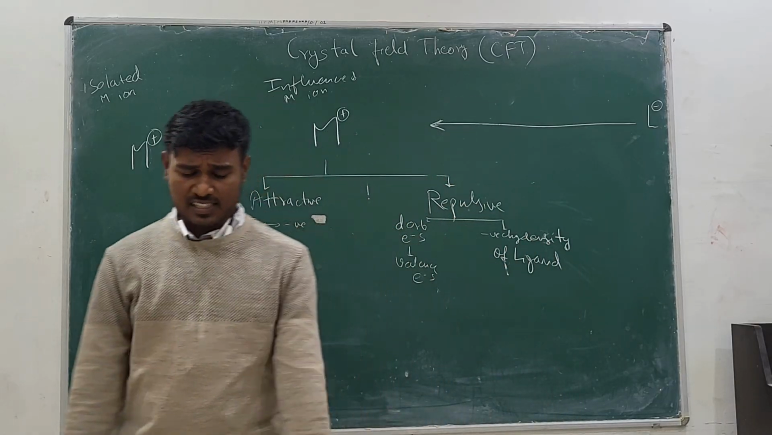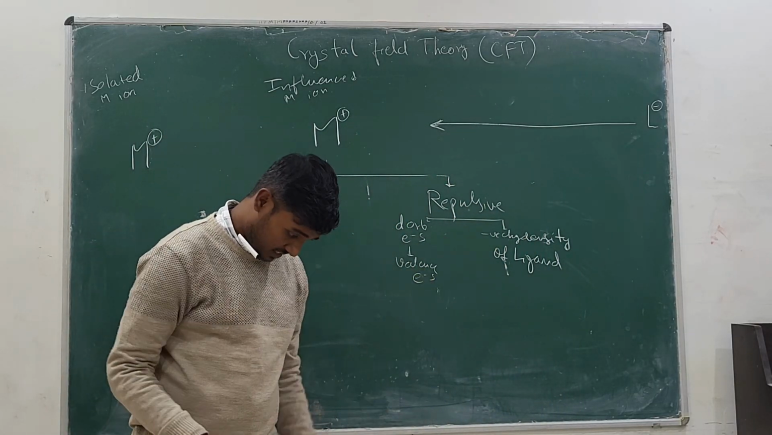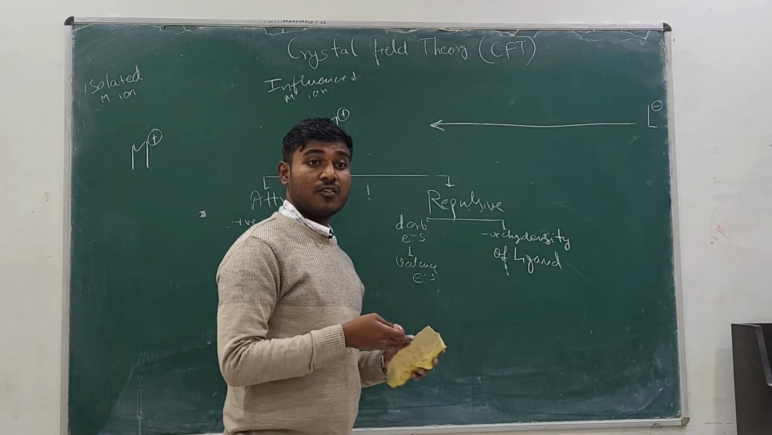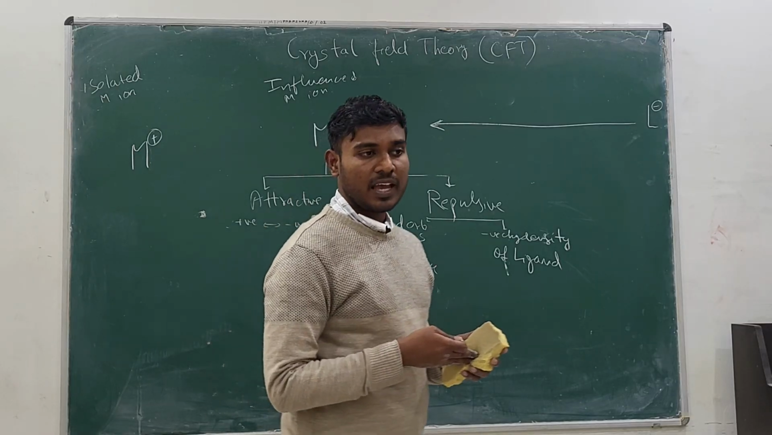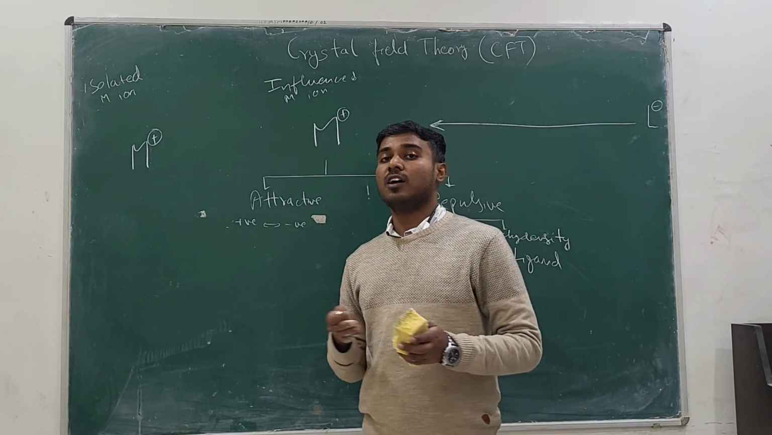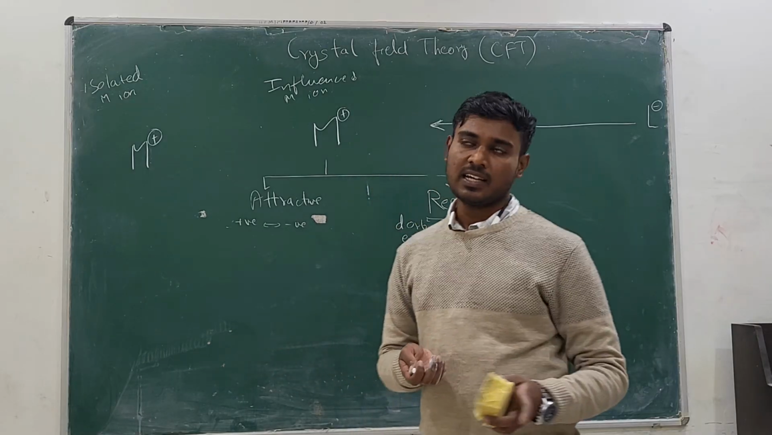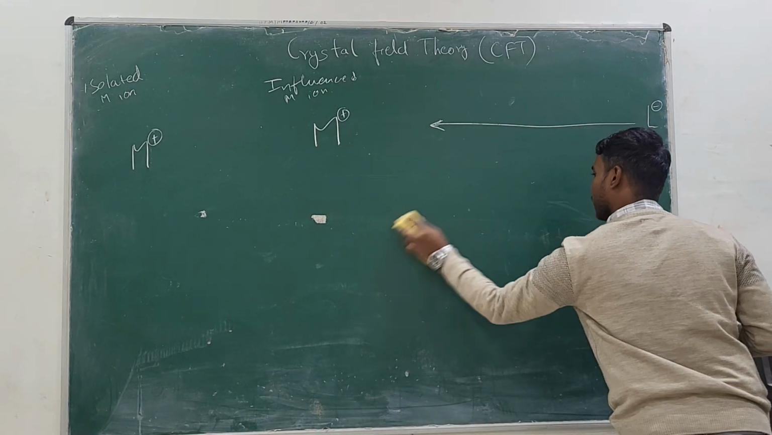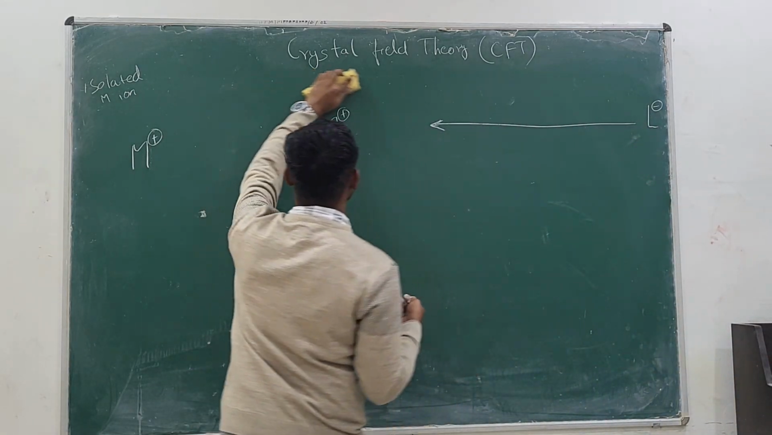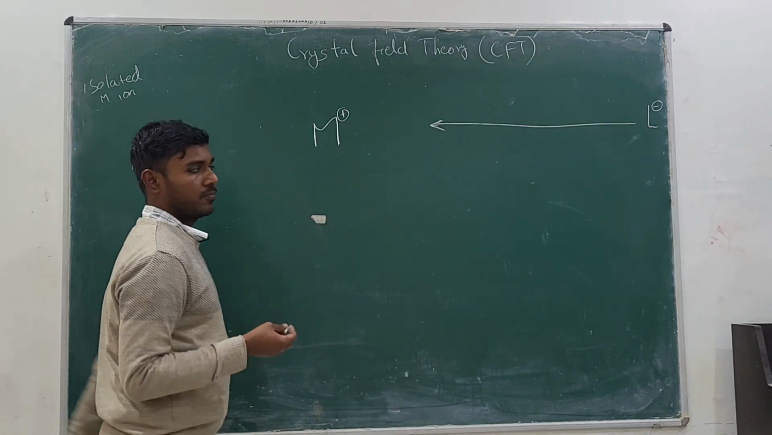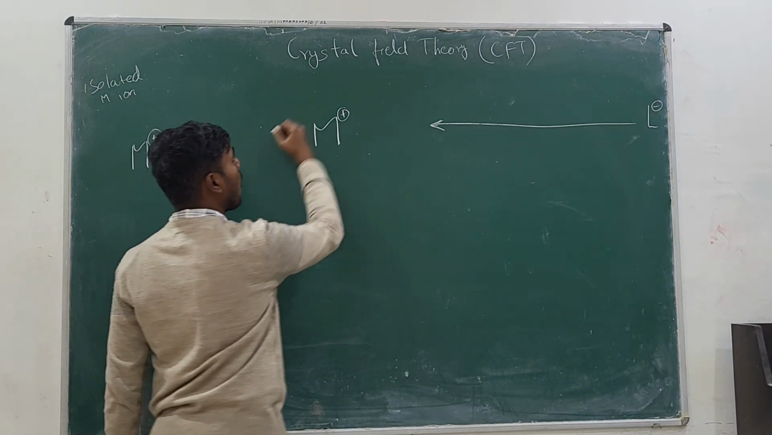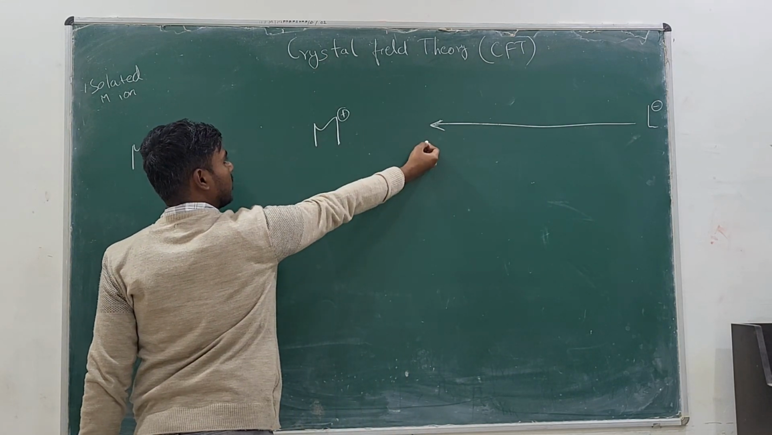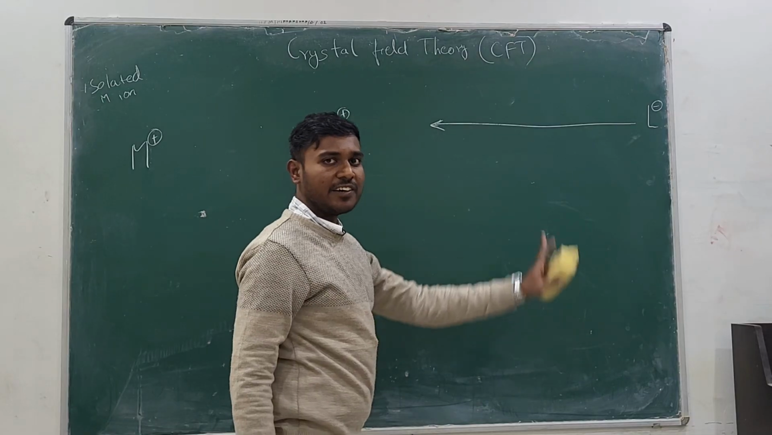So now we will see how these interactions will decide the fate of our complex, and based on these interactions we can get the exact shape of our complex, like it will be an octahedral complex or it will be a tetrahedral complex. Now let's see that. Now this ligand is approaching our metal ion. In this case, let's consider our ligand is far away from the metal ion.